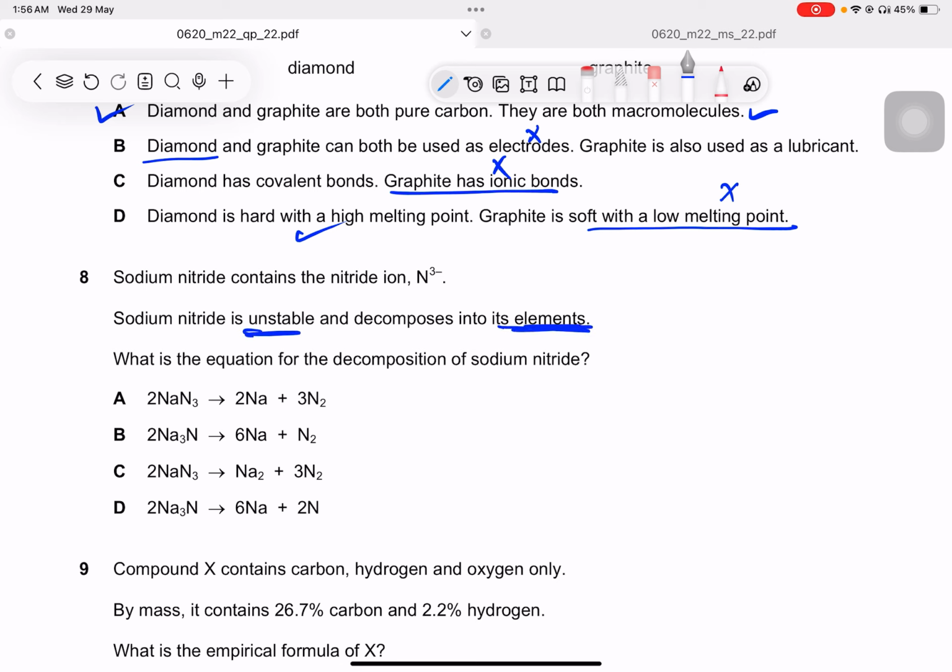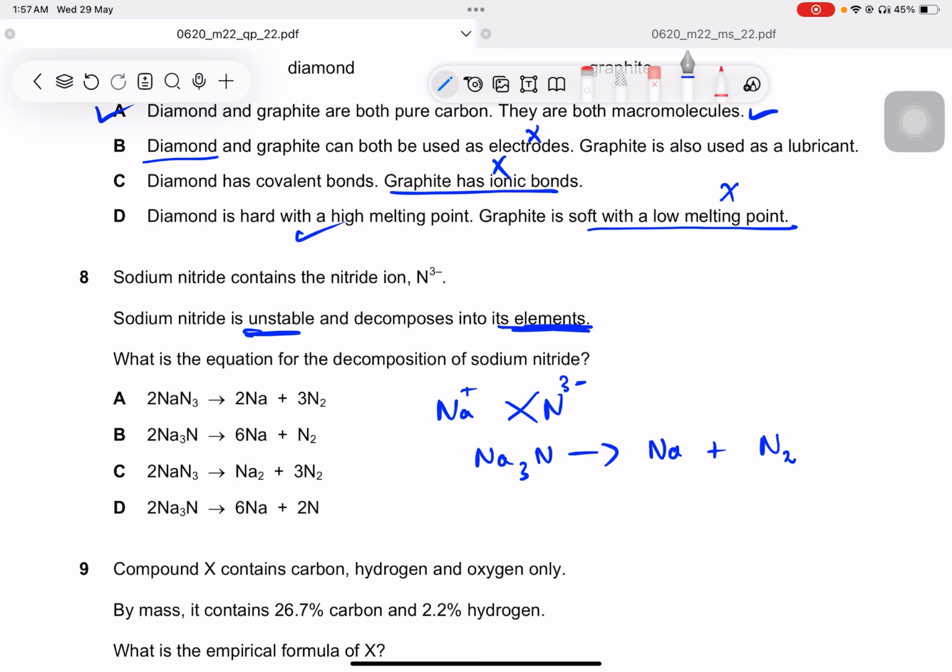So this is the key. What is the equation for the decomposition of sodium nitride? So first we need to have the formula of sodium nitride. Sodium is in group 1, having a charge of +1, and N3 minus we are told already, so this will cross multiply and we will have Na3N. This is the formula for sodium nitride. They said that it will decompose into its elements. So the elements are sodium and nitrogen.